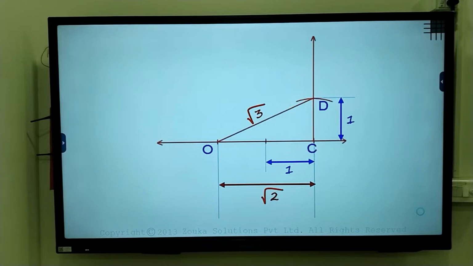To get root 3 on the number line, we keep the compass on point O, select length OD, and cut an arc on the number line at point E. Length OE will be root 3 units.